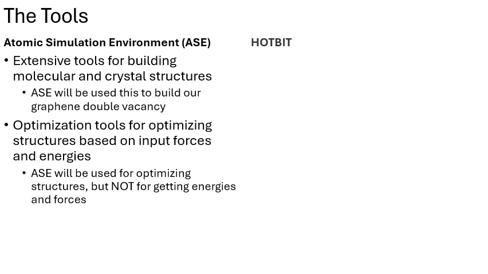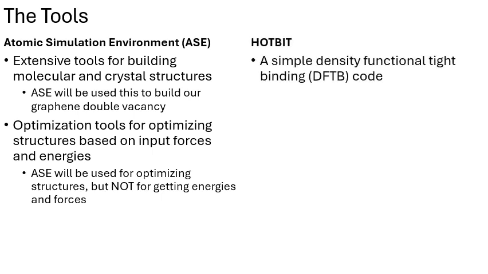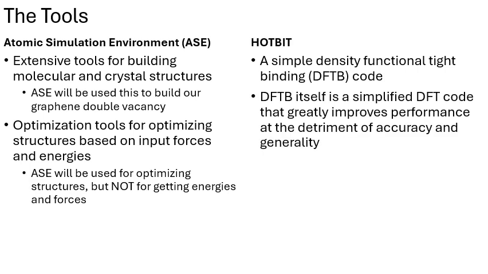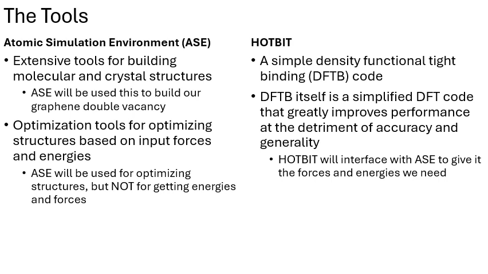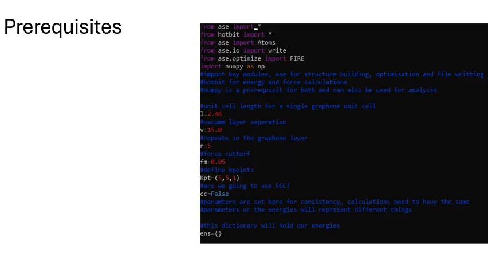And today we'll be using the Hotbit methodology. Hotbit is a simple density functional tight binding code, or DFTB code. DFTB itself is a simplification of DFT methodologies that is much faster, but also has a cost to the accuracy and a cost to the generality. So parameters need to be built to get this to work. Hotbit is interfaced with ASE, so ASE will call it to get the energies and forces it needs to optimize these structures.